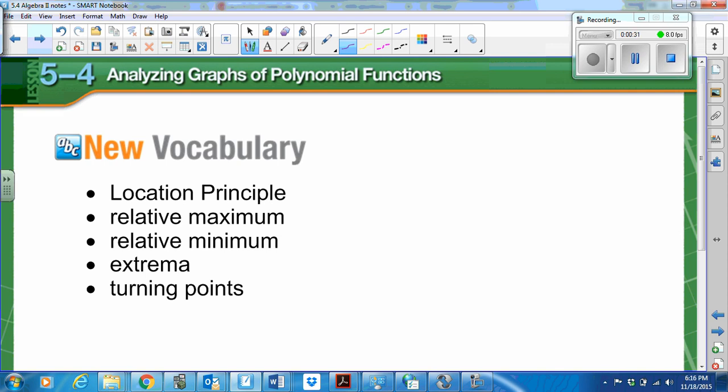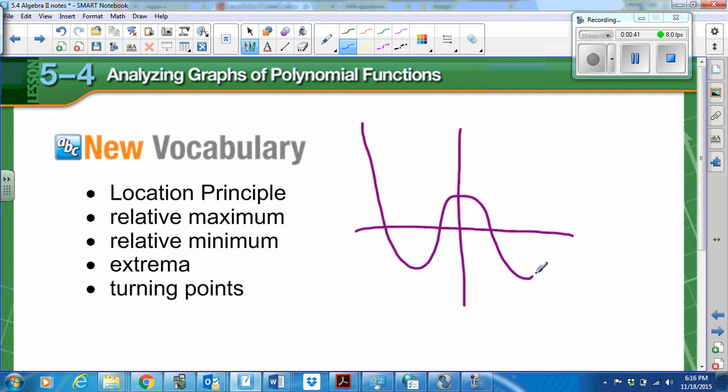So the vocabulary that we're going to look at is the location principle, a relative maximum, a relative minimum, extrema, and turning points. Let's look at this even degree function that has a positive lead coefficient, because the end behaviors are both going to positive infinity. If we look at relative maximum, we have one relative maximum point right here, if the calibration were right on my computer. And we have two relative minimum points right here and right here.